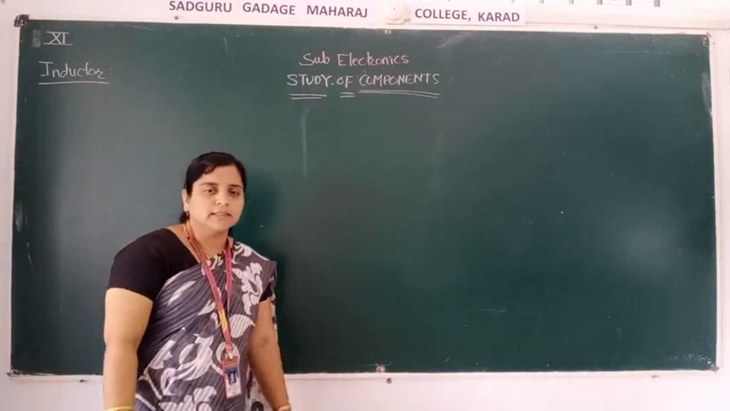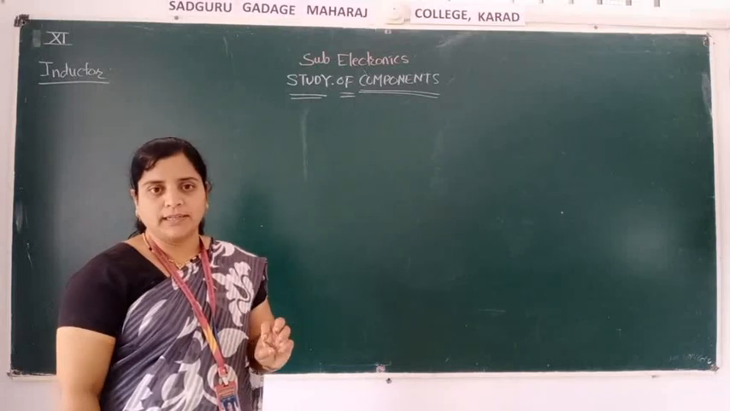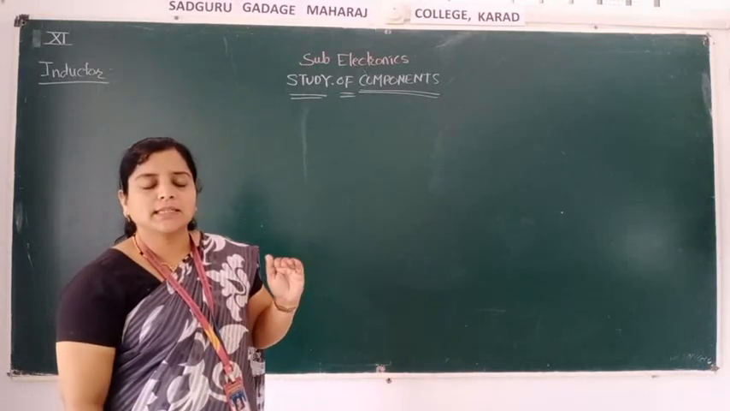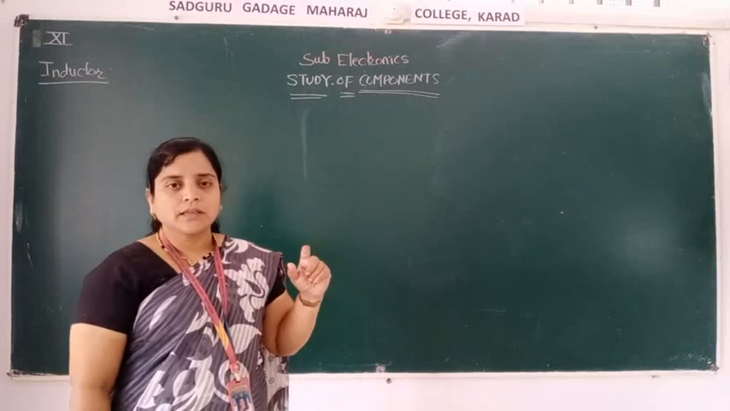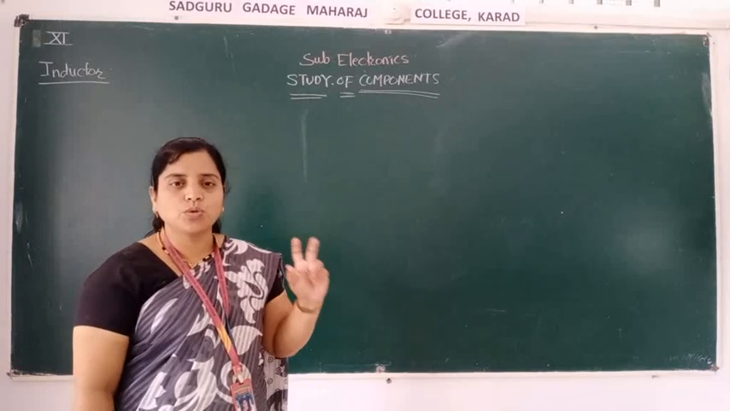What is an inductor? What is a resistor? It opposes the flow of current, and it is called the resistor. And what is a capacitor? A capacitor is nothing but two parallel plates separated by a dielectric material, and it is used to store charge.